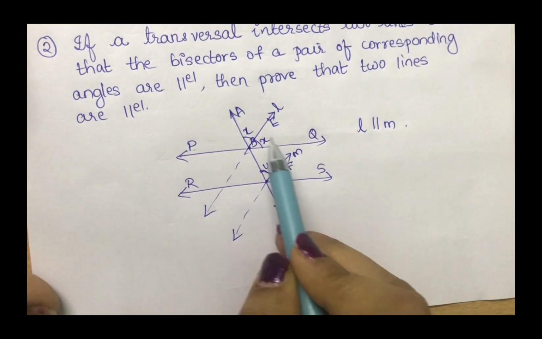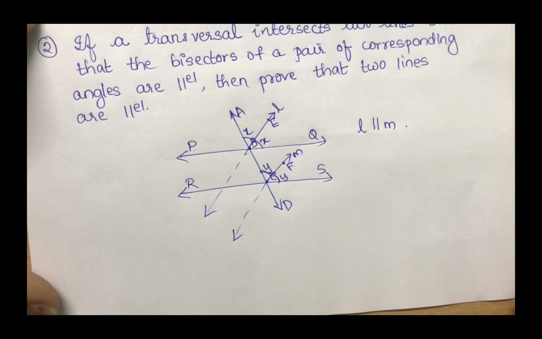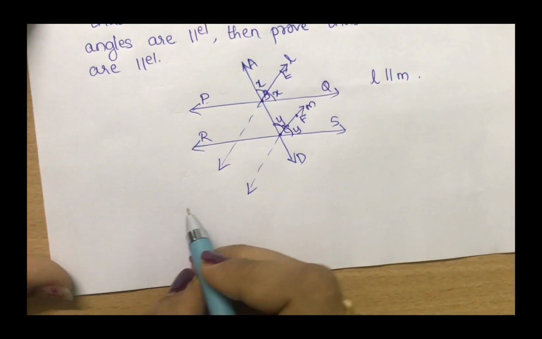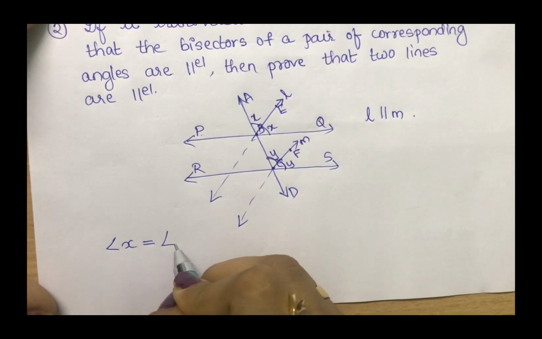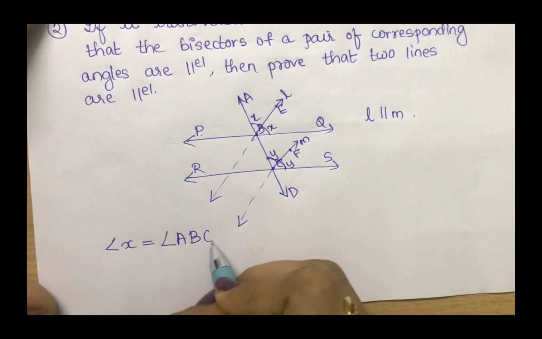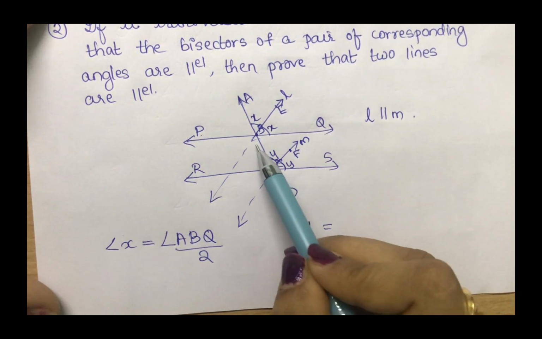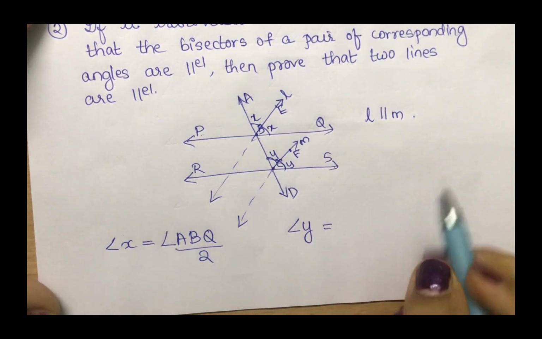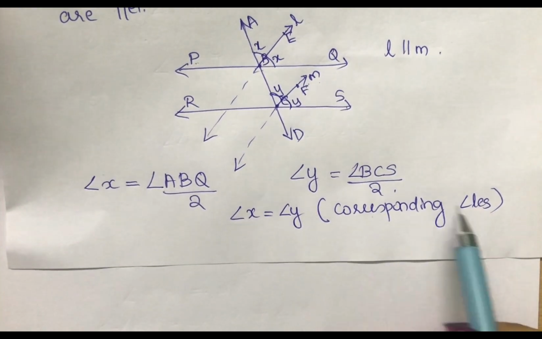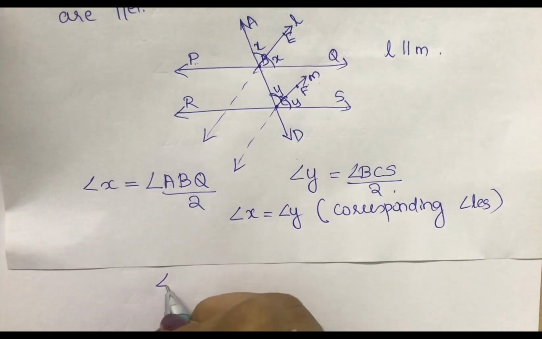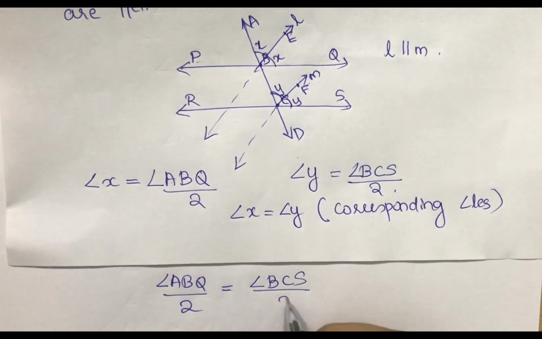Now we have to prove that if these two are parallel, then PQ is parallel to RS. So let's prove that. First, what is angle X? Angle X is angle ABQ by 2. And angle Y is angle BCS by 2. Angle X is equal to angle Y because they are corresponding angles. So angle ABQ by 2 will be equal to angle BCS by 2.